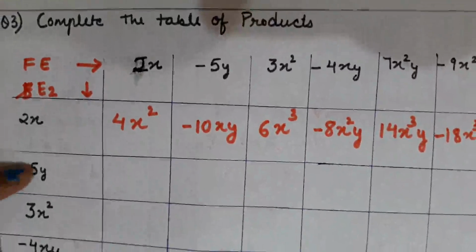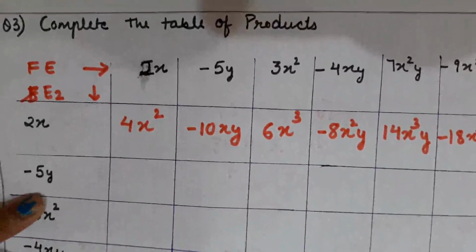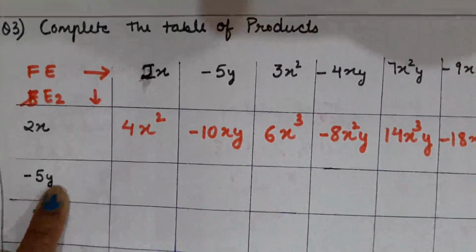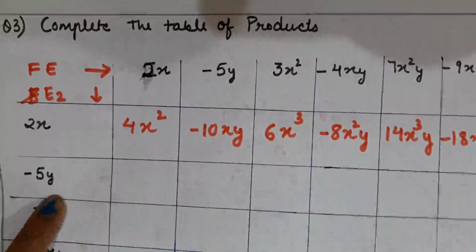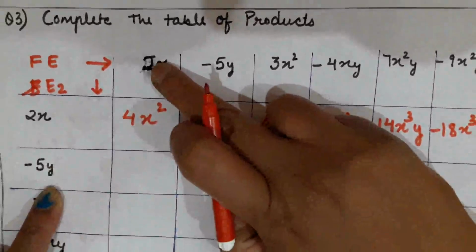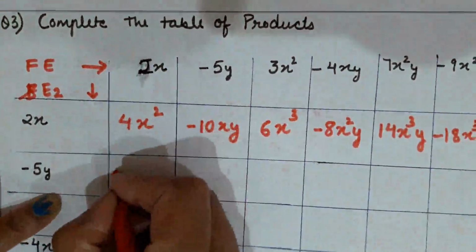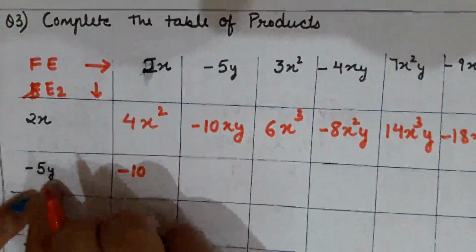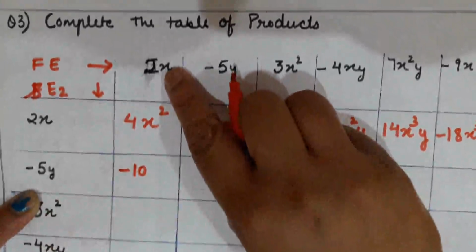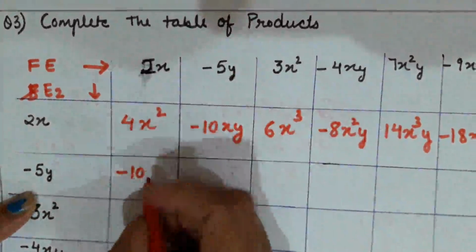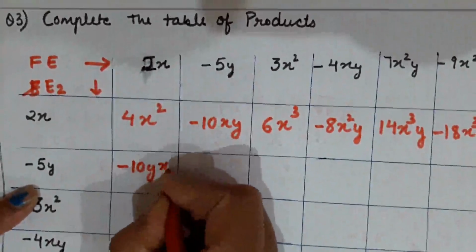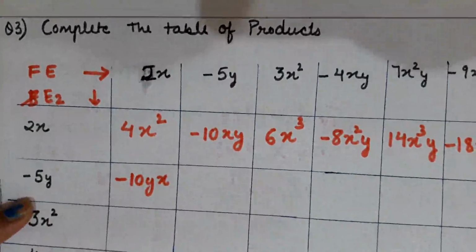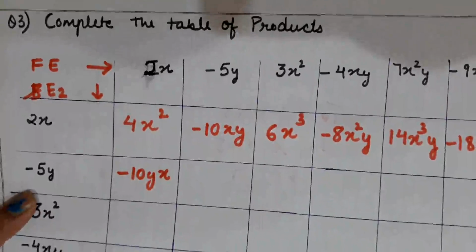Okay, now here next row is having 5y, minus 5y. So this 5 is going to multiply with this 2. It gives you minus 10. Now here is y and here is x, so both are having different variables. So you are going to take both of them, in this way. Or you can write xy also. yx, xy are one and the same thing.